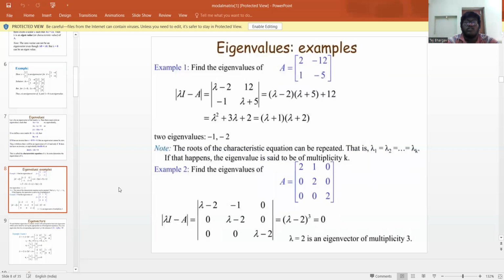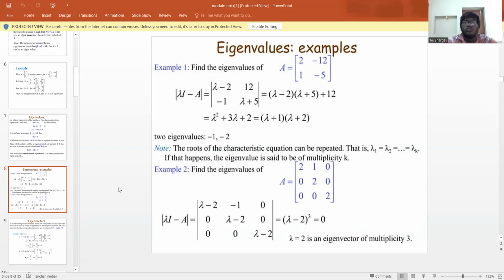Next, eigenvalues example. Example 1. Find the eigenvalues of A is equal to 2, minus 12, 1, minus 5. Lambda I minus A is equal to lambda minus 2, 12, minus 1, lambda plus 5. Lambda minus 2 into lambda plus 5, minus of minus 12 becomes plus 12, is equal to lambda square plus 3 lambda plus 2, is equal to lambda plus 1 into lambda plus 2. The two eigenvalues are minus 1, minus 2.